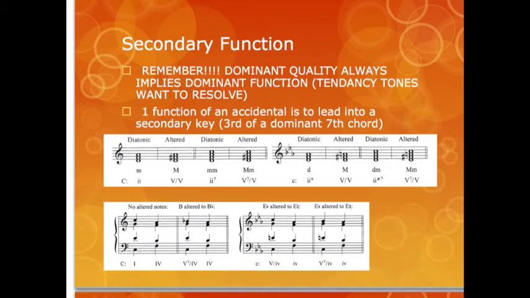One function of an accidental is to lead into a secondary key, the third of a dominant 7th chord. For example, when we have simply a minor 2 chord in the key of C, that is the diatonic version of the D chord. Here's the key of C, here's the 2, D, F, A, minor triad. When we alter that chord to create the F sharp, that F sharp is the leading tone into G.